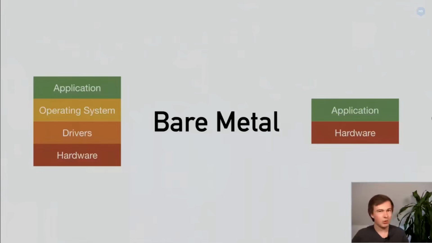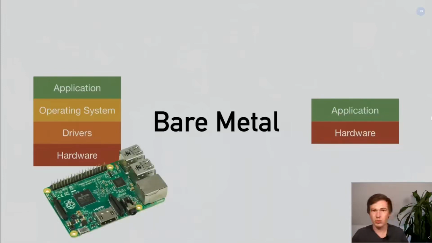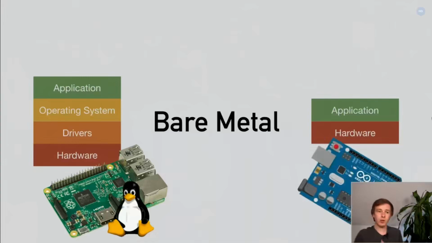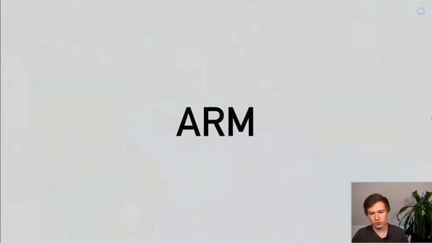Now, the best example in our circles for an embedded device that is not bare metal is probably the Raspberry Pi, because in most cases it runs Linux, even though you can program it bare metal. Only a few people are crazy enough to actually do it. And then on the bare metal side, the most popular example is probably just the Arduino. Now, today we will look at bare metal devices based on ARM processors.